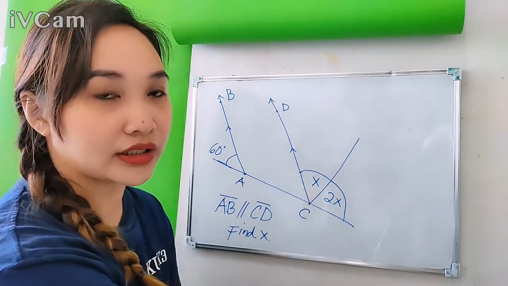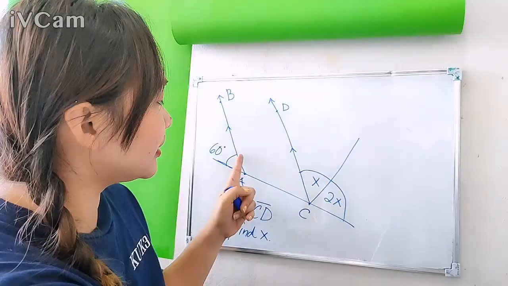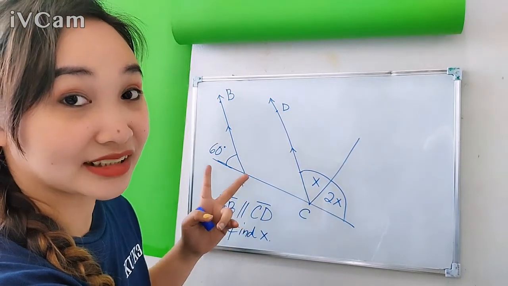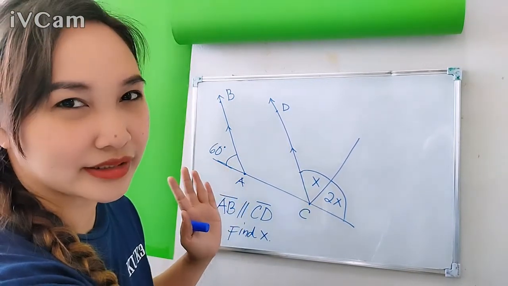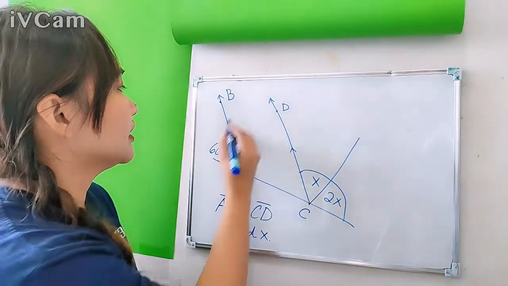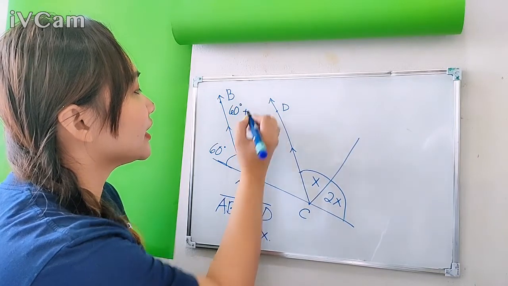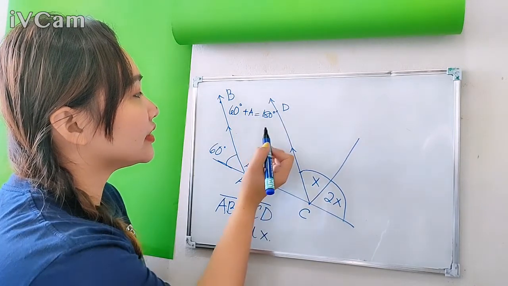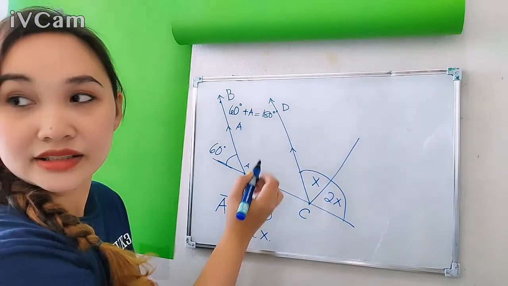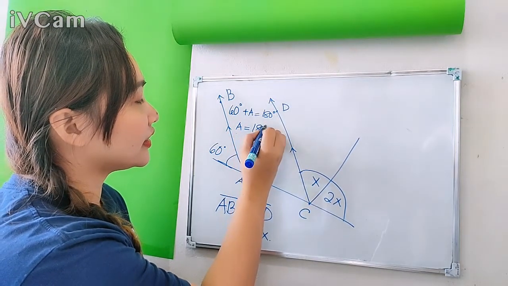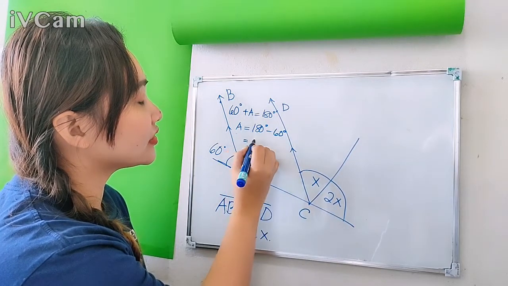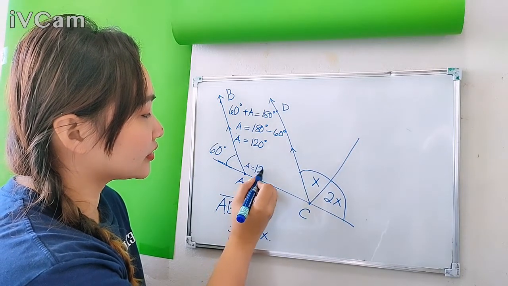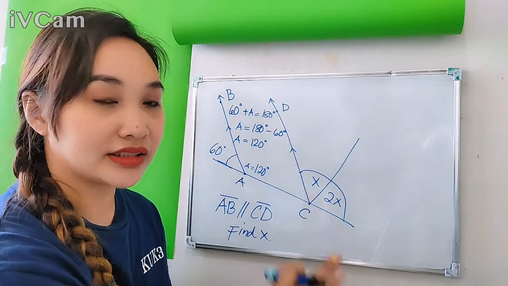Now how are we going to do that? Of course, very easy. This one is 60, and what is this? Supplementary angles, meaning to say when we add them together it is equal to 180 degrees. So let's solve this one. That is 60 degrees plus, we will mark this one as A, A is equal to 180 degrees. So A is equal to 180 degrees minus 60 degrees, that is equal to 120 degrees. So A here is equal to 120 degrees.